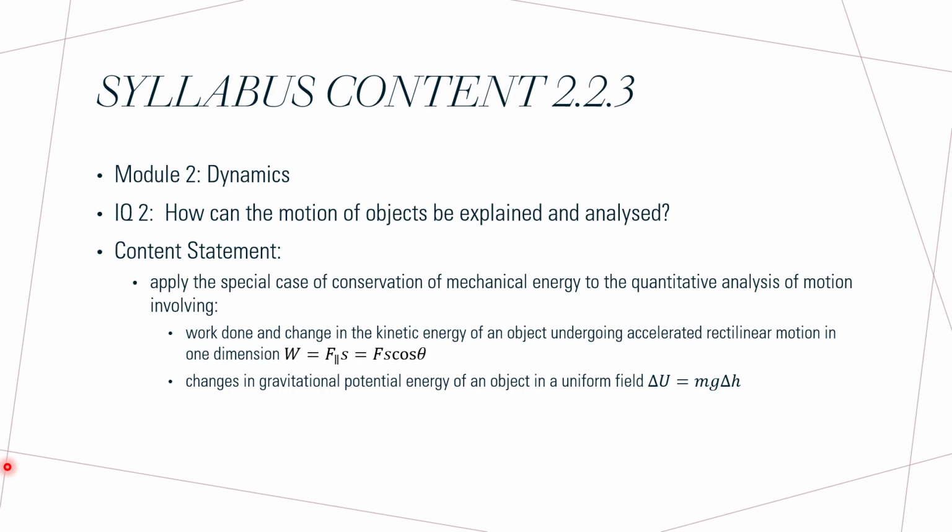dot point 2.2.3. So we're still doing Module 2 dynamics and focusing on the inquiry question, how can the motion of objects be explained and analysed? Now we've already looked at work and the change in gravitational potential energy as ways of analysing and looking at kinetic energy. We're going to be introducing a couple of extra little concepts, some of which have to do with the conservation of mechanical energy itself.